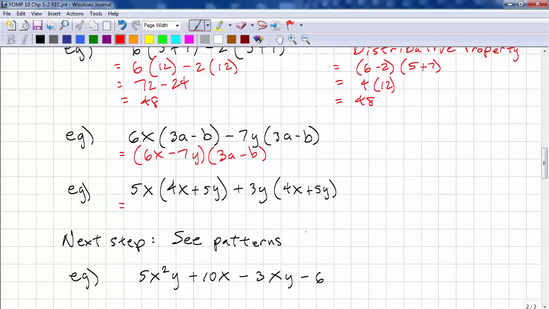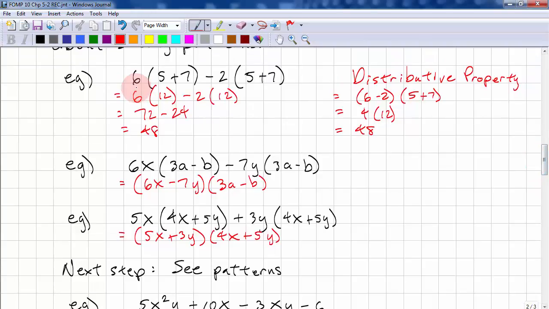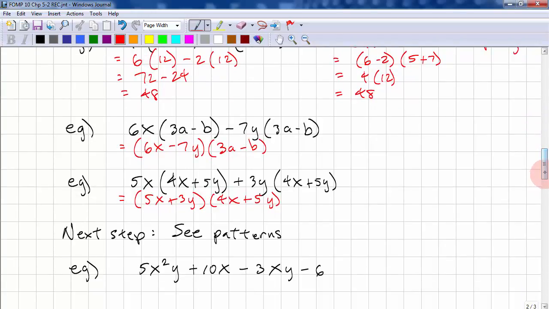And again, we're looking for patterns. We see this, 4x plus 5y, 4x plus 5y. So we can pull this out as a binomial, 5x plus 3y times 4x plus 5y. Anytime you're not sure of the pattern, you can always try to substitute with just numbers and see if it works on a calculator.